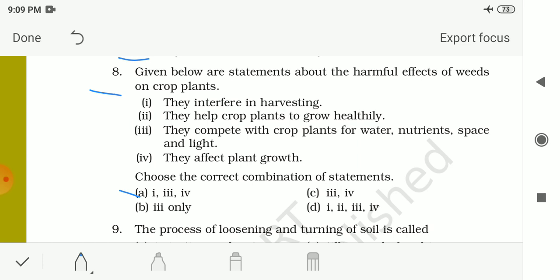First, third and fourth statements are correctly suggesting the harmful effects of weeds. That weeds are the undesirable plants that grow along with the main crop. And removal of weeds is necessary because they interfere and affect the major crop's growth by competing for the light, water, nutrients and space. They also interfere during the harvesting or cutting procedure, and do not help in healthy growth of crop plants. So here your answer is option A.